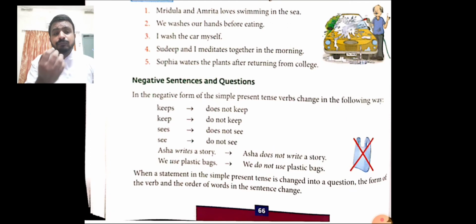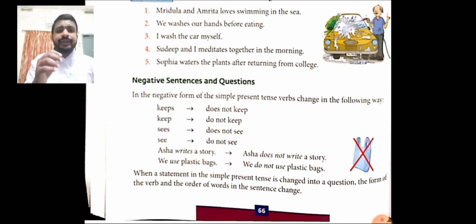So, in order to form the negatives, we need to add the forms of do, that is do or does, in the simple present tense. Dear students, when do we add does? The does is added with the singular subjects with the singular verbs. That means if s or es is there in the verb, then you need to add does not, or else do not.